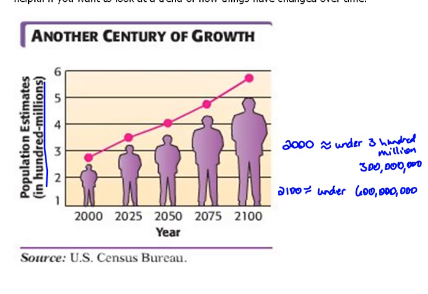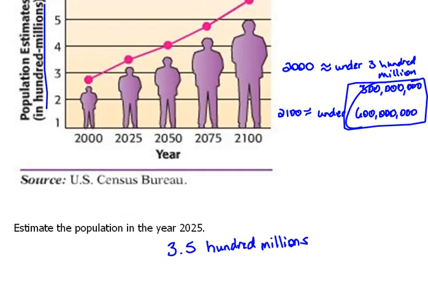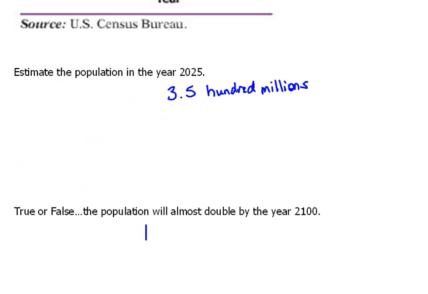Now the question was a true or false. Are we just about doubling in that time period? And it looks like we absolutely are. To go from around 300 million to around 600 million, that is just about doubling. So I would say that would be a true statement, that the population will just about double by their predictions by the year 2100.